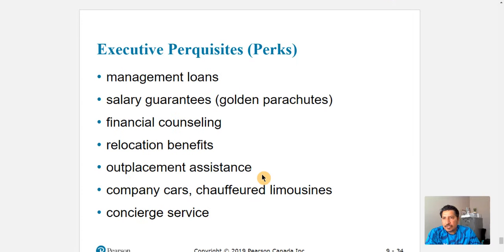Executive perquisites, or perks: management loans, salary guarantees, golden parachutes, financial counseling, relocation benefits, outplacement assistance, company cars, chauffeured limousines, and concierge services. These are for executives.